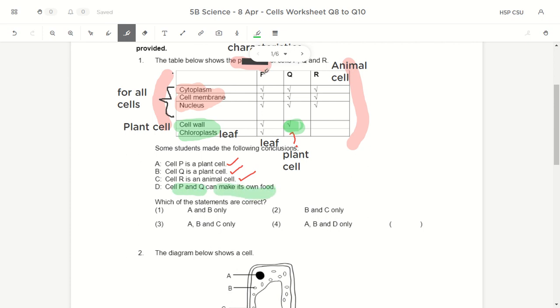So look at P. P is a leaf cell. Yes, it has chloroplast. It can make food. So this is correct. But it's only this part. Q. Q is a plant cell, yes, but it doesn't have chloroplast. So it cannot make its own food. So the only correct ones are A, B, and C. So the answer is 3.